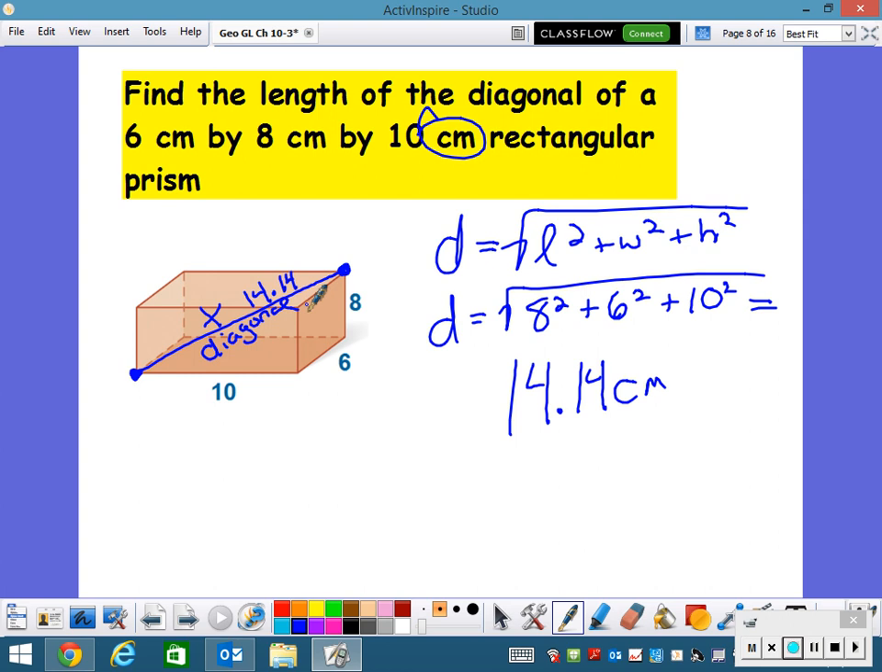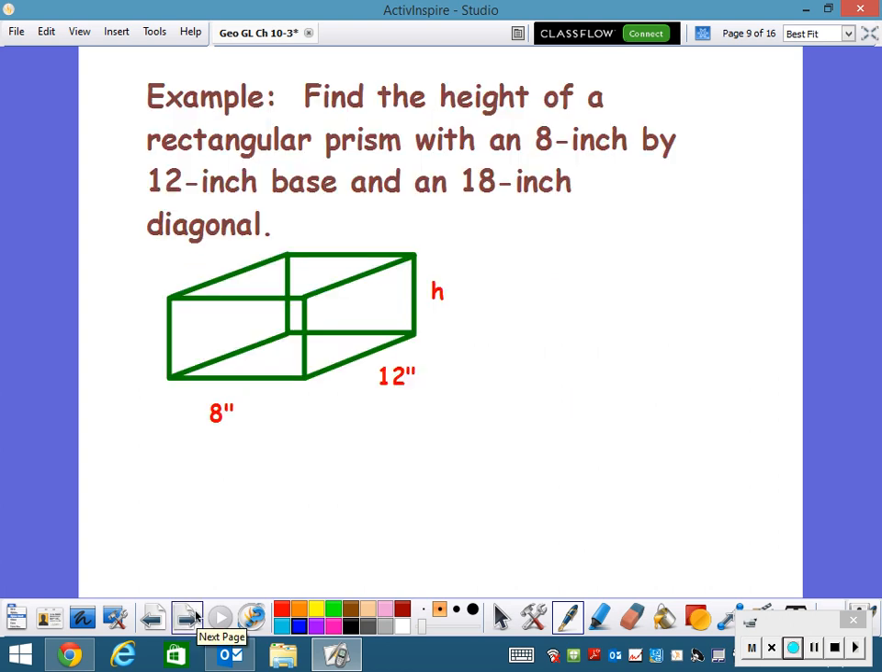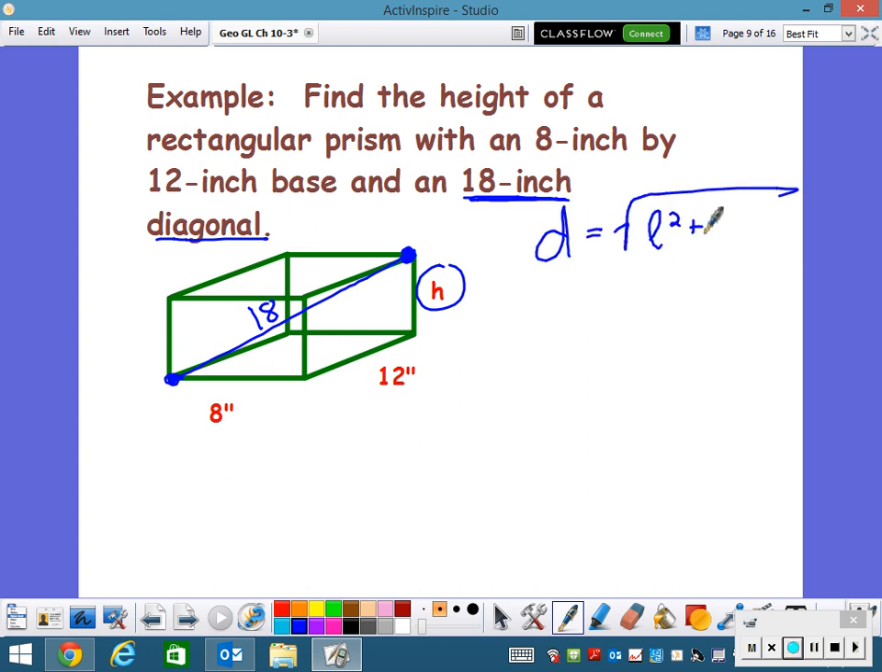Okay. What if this time they told me this dimension is the length and the width, but I'm looking for the height? And this time they also told me how long the diagonal is. So now I know that the diagonal is 18 inches long. Well, it's still the same formula, except now I plug the numbers into different places.